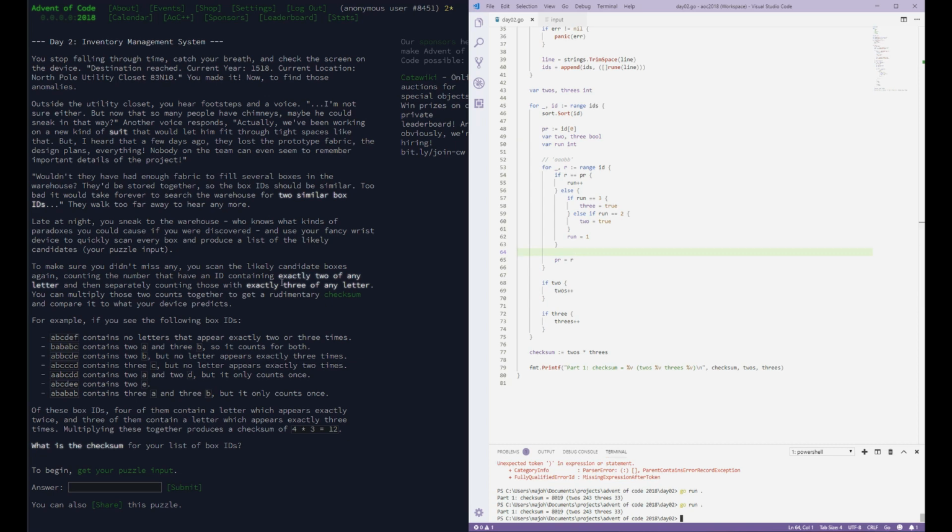You scan the candidate, counting the number that have an ID containing exactly 2 of any letter, and then separately counting those with exactly 3 of any letter. So if you have both, like this one, doesn't have that, but contains 3 As, but it only counts once.